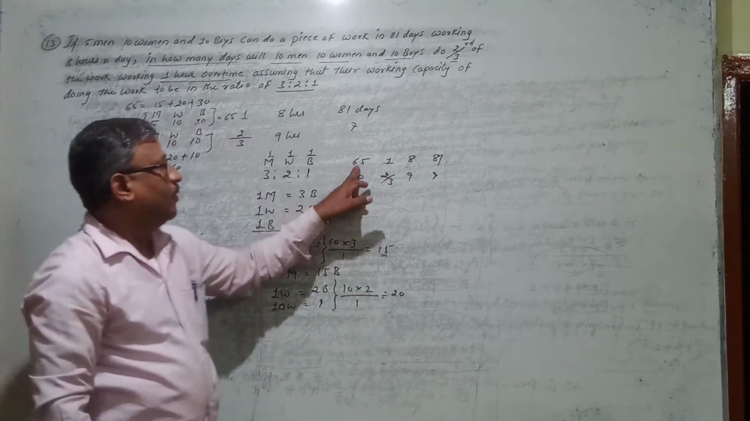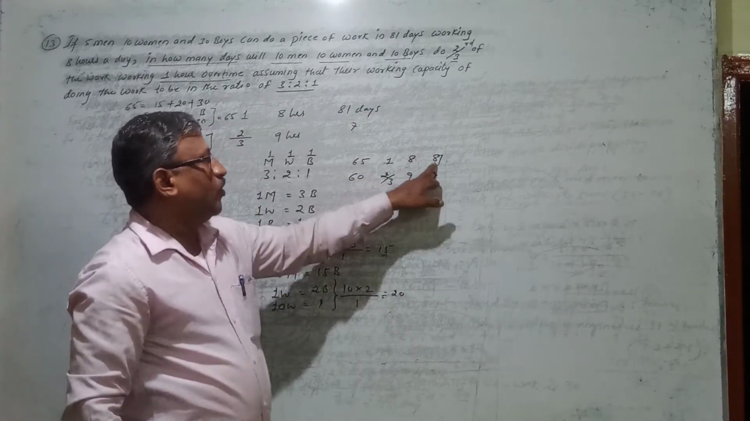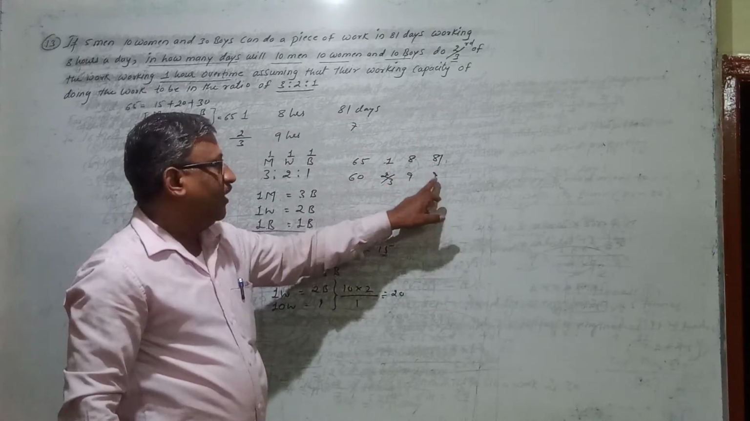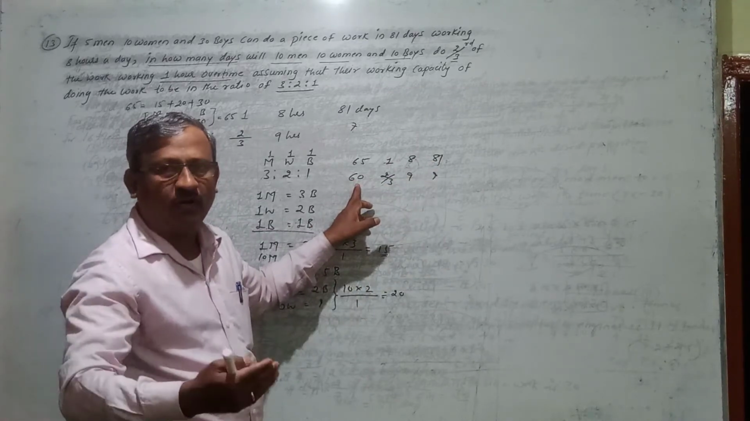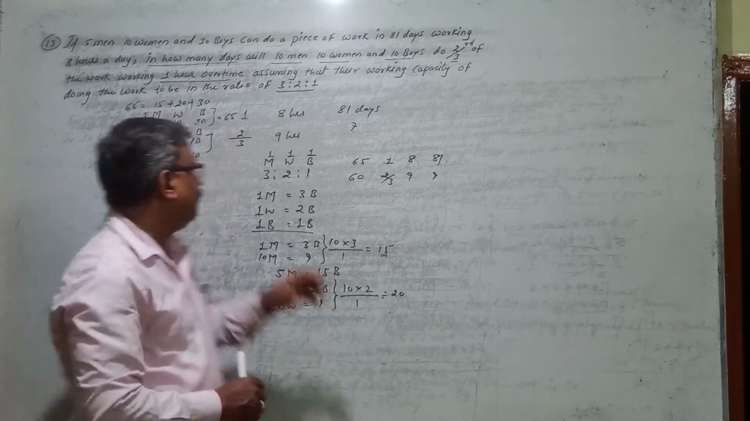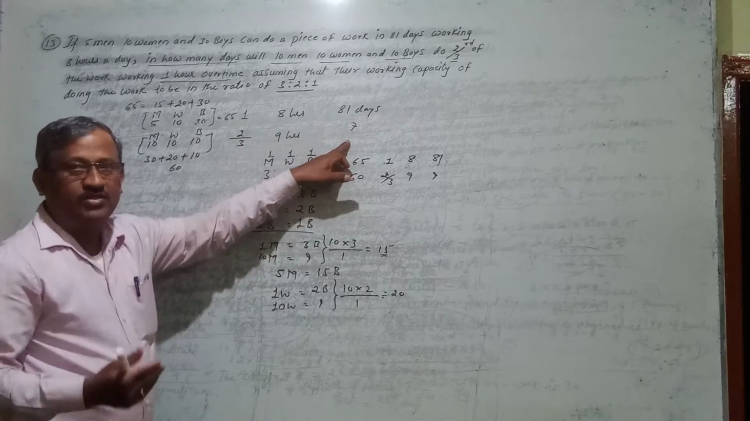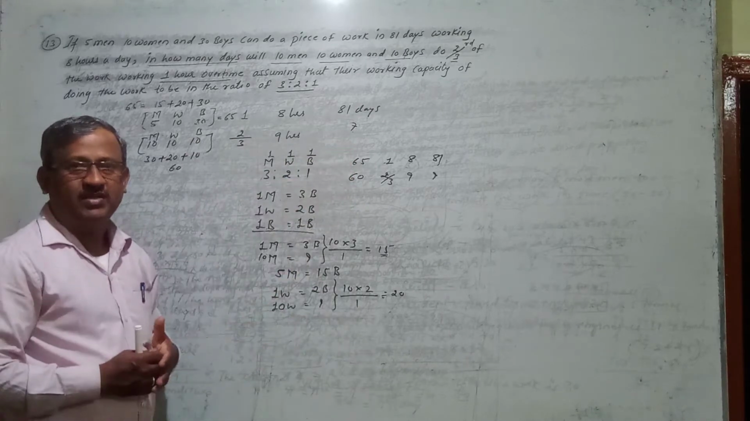So now I can compare very easily here. For 65 boys, 81 days are required. Therefore, how many days will it take for 60 boys, more or less? I can judge very easily. But if you compare here directly, comparison is not possible. You cannot judge correctly whether more days or fewer days are required.